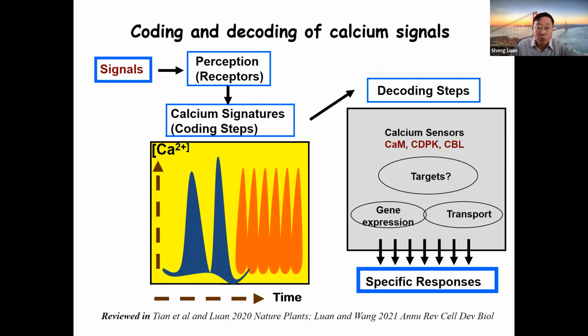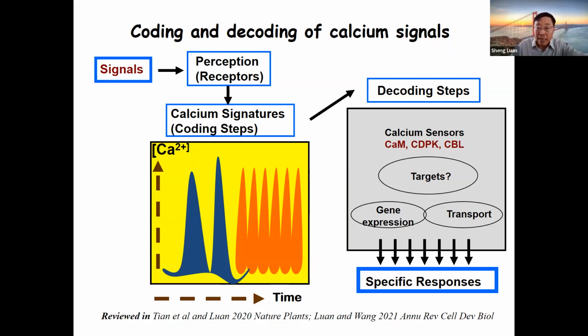This blue pattern, as we can tell, clearly differs from the orange pattern, right? And cells then should also tell the difference by decoding mechanisms that distinguish the kind of signature, and then formulate a specific response through a decoding mechanism. And that decoding mechanism starts with the calcium sensors. Often those sensors are calcium binding proteins, such as calmodulin, CDPK, CBL, etc.